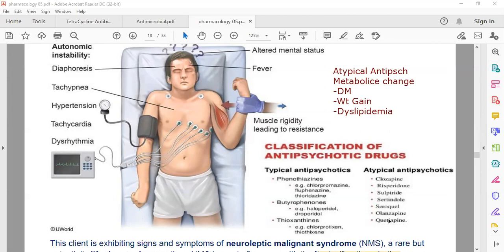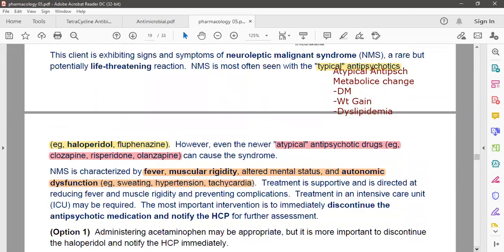The major side effect of atypical antipsychotic medication is a chance of developing agranulocytosis, meaning WBC goes down. When WBC goes down, they will complain of fever, body ache, and sore throat. Basically, signs of infection are more common. And let me read the explanation about this question. The client is exhibiting the signs and symptoms of neuroleptic malignant syndrome.